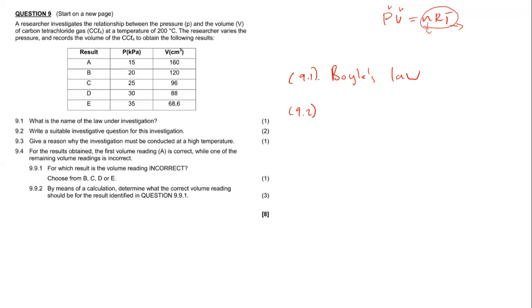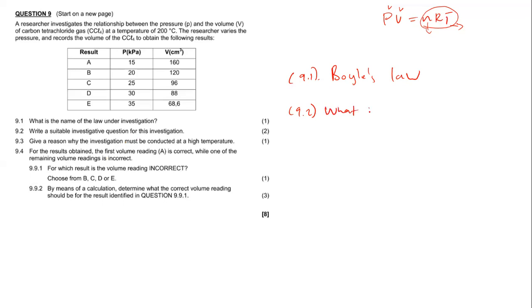That's the investigative question. So they say to us, a researcher investigates the relationship between the pressure and the volume of carbon tetrachloride at a temperature of this. Literally, this is what the investigator wants to do. The researcher wants to determine the relation. So how do you form a question? Now you're going to talk as if you are a researcher. So now, what is the investigative question of this?